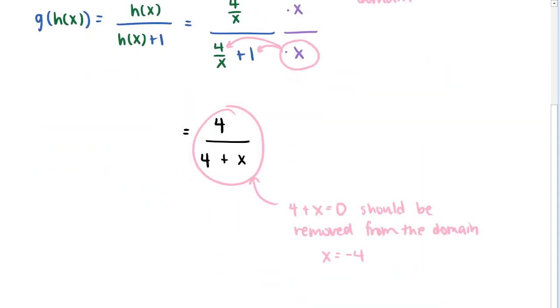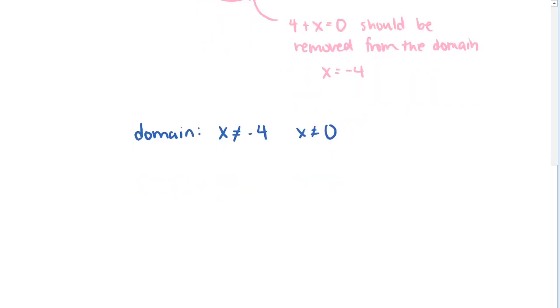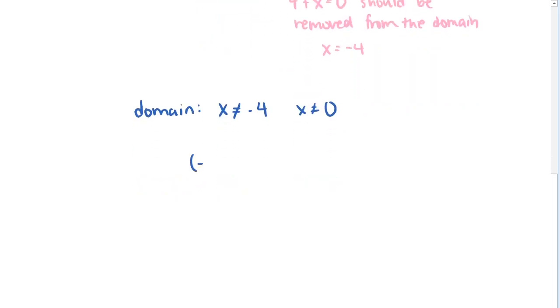Right, so here, our domain of our composition, you can imagine it being x is not equal to negative 4, and x is not equal to 0. And so in interval notation, this reads as negative infinity to negative 4, union negative 4 to 0, union 0 to infinity. So that's the domain of our composition of two functions.